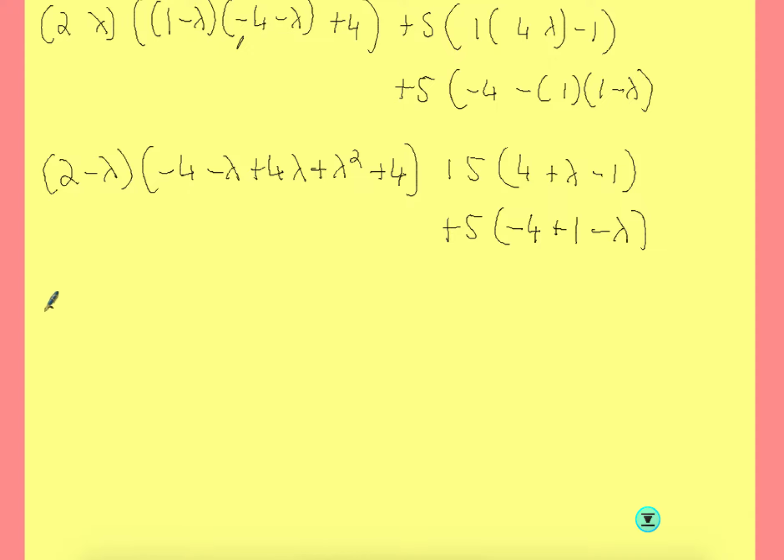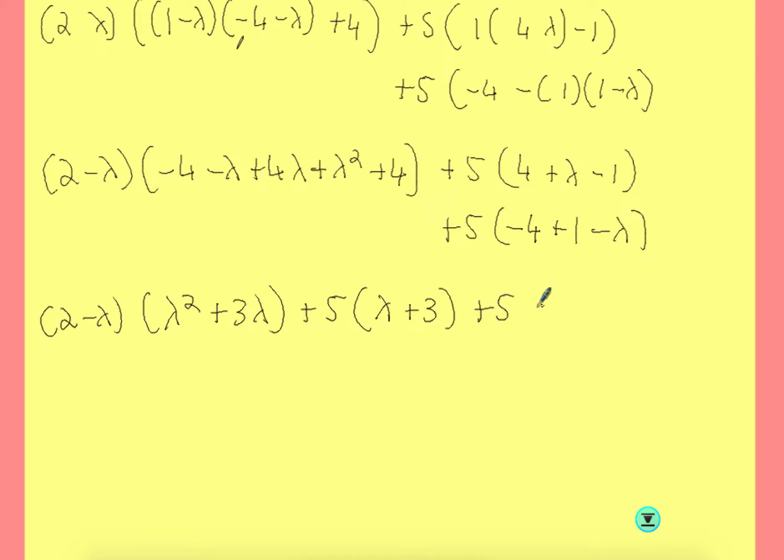Right, so you've got 2 take away lambda, and then in this bracket you've got lambda squared plus 3 lambda, and then this 4 and 4 cancel each other out, so there's no term like that, right? Then you've got plus 5 of lambda plus 3, then you've got plus 5 of negative lambda take away 3. Right now, and sorry, I should have equal to 0 all the way up here.